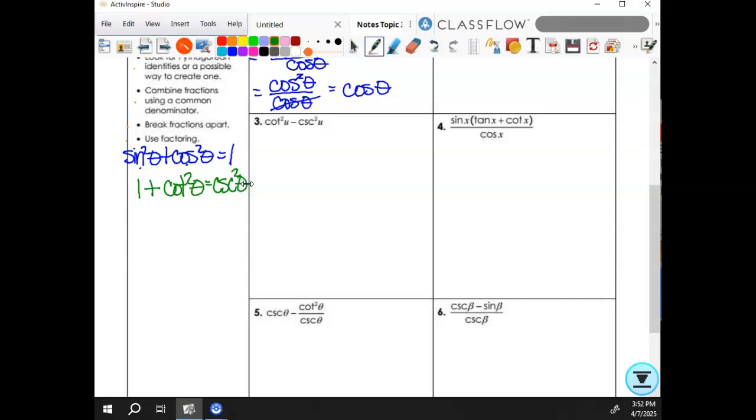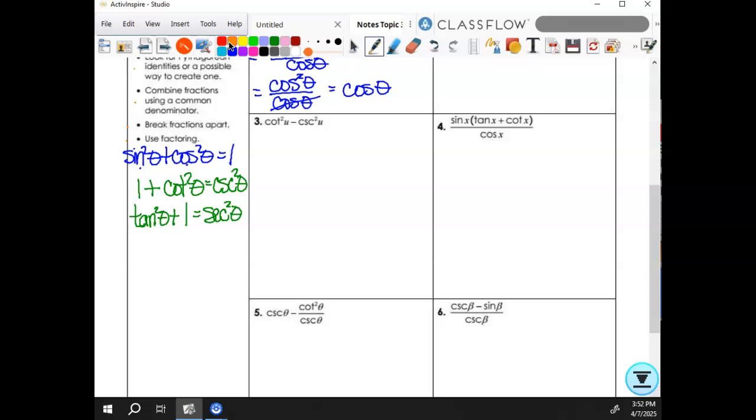And let's just go ahead and get the other one. If I divide everything through by cosine squared, sine squared divided by cosine squared is going to give me tangent squared theta plus 1, because 1 over cosine squared is going to give me secant squared. Okay, so there are my 3 basic ones.